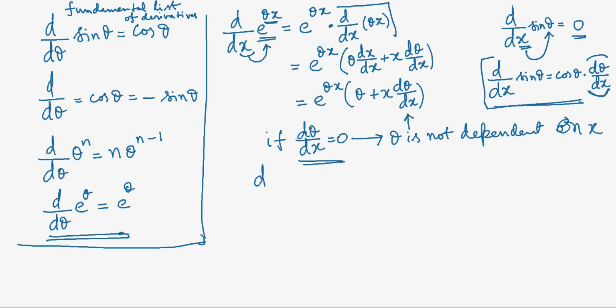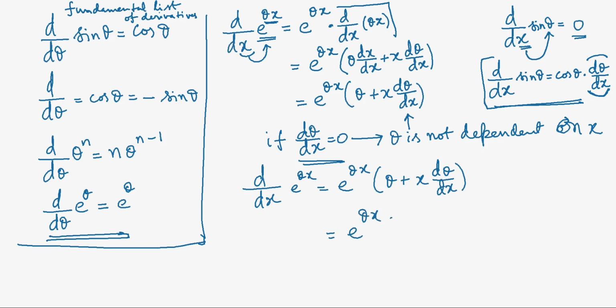Okay. So in that case, we can say that d by dx of e power theta x will be simply our e power theta x multiplied by theta plus x d theta by dx. We know that we have been told that theta is nothing to do with our x, so this will simplify to e power theta x multiplied by theta plus x multiplied by 0. So this will be simply theta e power theta x. You're okay with that? Yes, uncle. Very fine. Yes, uncle. Okay.